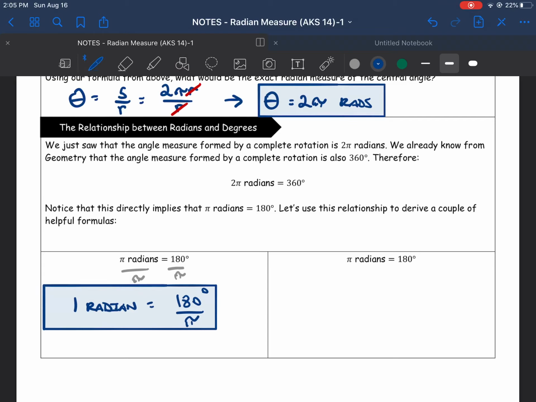Similarly, let's say that maybe I wanted to find out, well, what would 1 degree equal in terms of radians? Well, if I divided both sides of the equation by 180, notice that we would get that 1 degree is equal to pi over 180 radians.